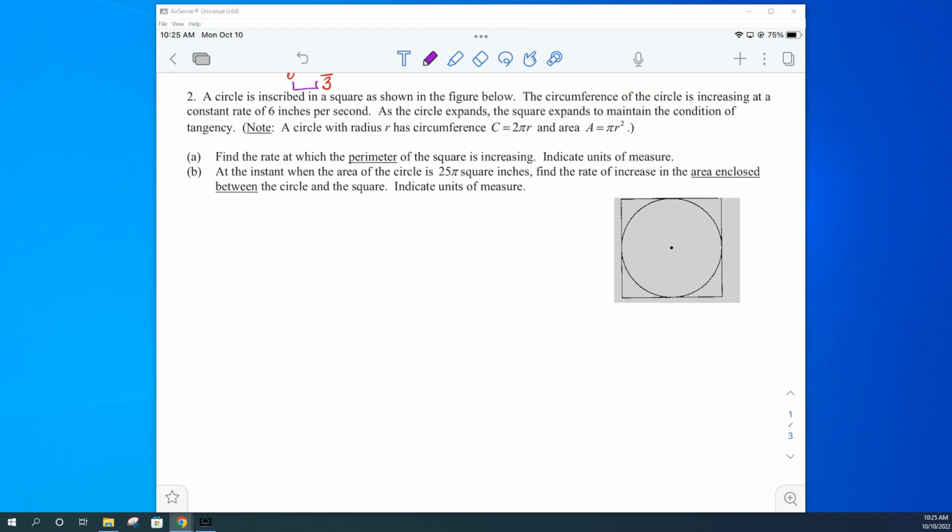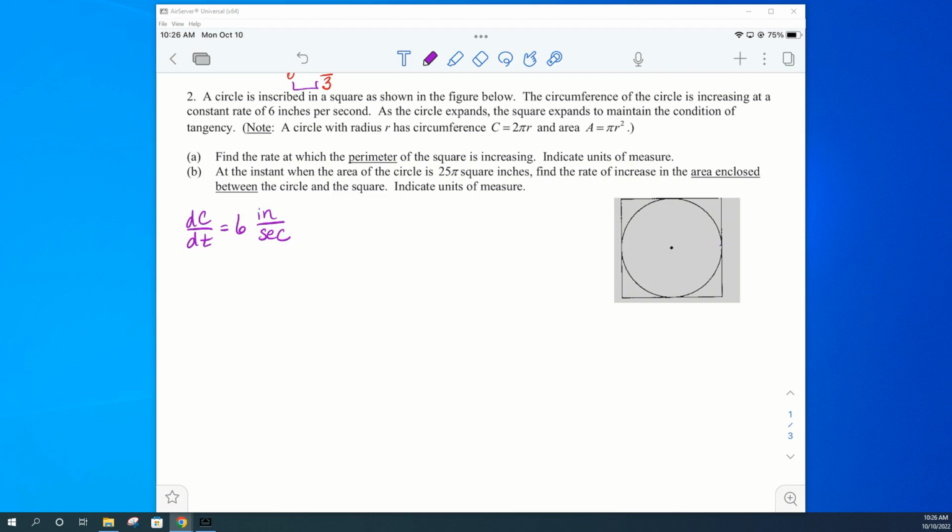It says a circle is inscribed in a square as shown in the figure below. The circumference of the circle is increasing at a constant rate of 6 inches per second. I see that and I'm like, dC/dt is equal to 6 inches per second. As the circle expands, the square expands to maintain the condition of tangency. So in other words, I'm just blowing up that picture and it stays inside the square, etc. And then it gives you, of course, circumference and area formulas.